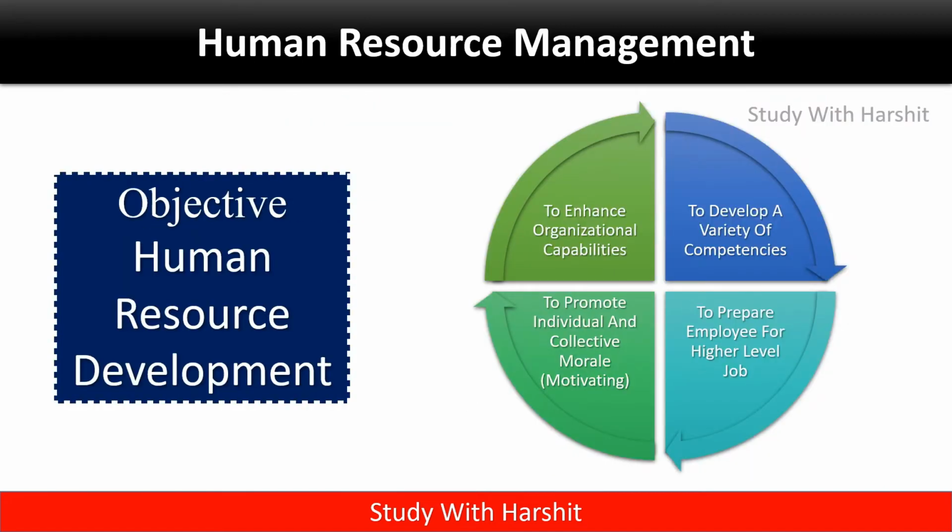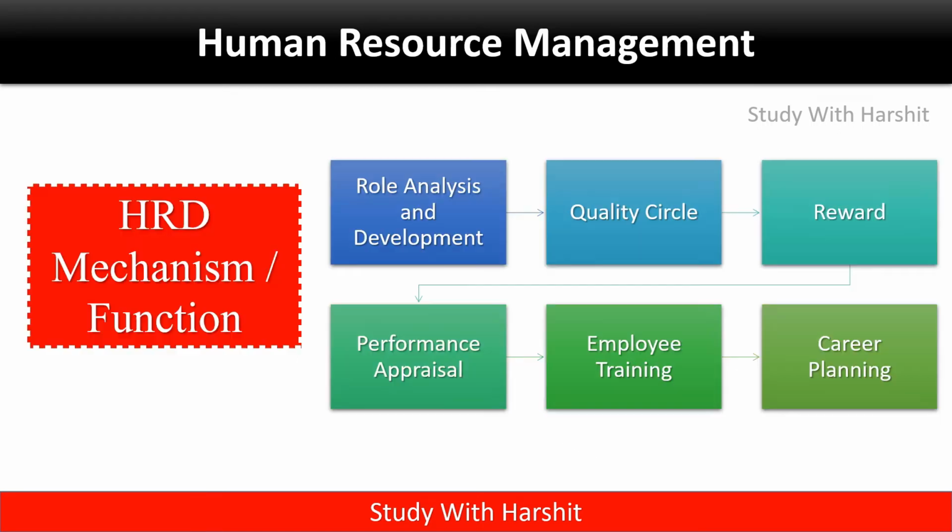Objective: human resource development to enhance organizational capabilities, to develop a variety of competencies, to promote individual and collective morale, to prepare employees for higher-level jobs. HRD mechanism functions: role analysis and development, quality circle, reward, performance appraisal, employee training, and the last one is career planning.